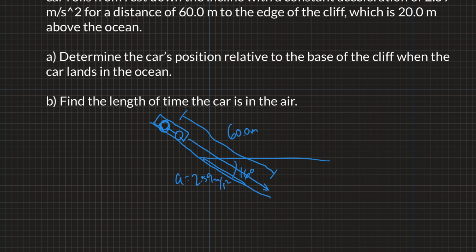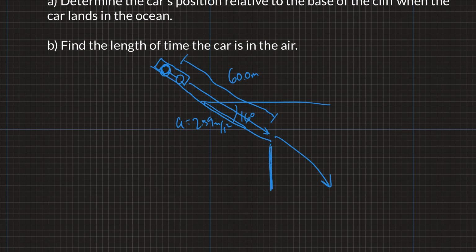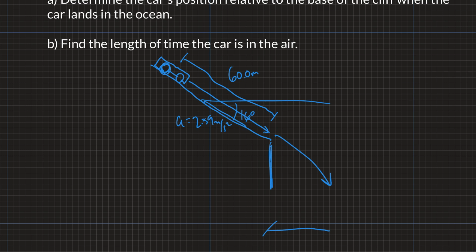I have a better picture in a second. I'm just scribbling this for ideas, okay, which is 20 meters above the ocean. Okay, so then once this person leaves that cliff, then they're a projectile. Okay, so then we want to know the car's position relative to the base of the cliff, so we want to know how far out before they hit the ground and probably explode. So we want to know this delta x, and we want to find the time for them to be flying through the air. Okay, so let's go over here.